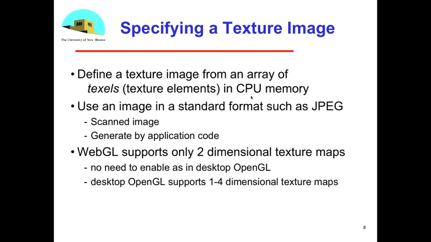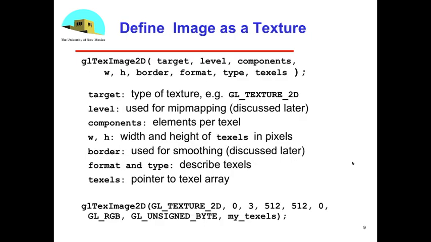Okay. As we said, WebGL only supports two-dimensional texture maps. It would be nice if it had 3D too. That'll probably happen in the next version. 1 through 4 dimensions are supported in desktop OpenGL. Okay, so here's the key function. It's one function that says what is my image that I'm going to give you, what size it is, what format it is, all the things that the GPU needs to be able to deal with that image.